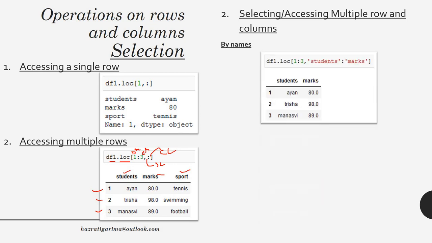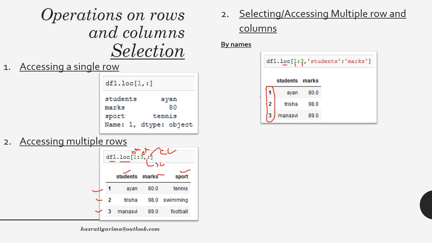First by names, I am giving df1.loc. It is always a location. Why is it 1, 2, 3? Because our index labels are by default 0 to 4. So I am giving over here 1, 2, 3. These are the names. Keep this thing in mind.